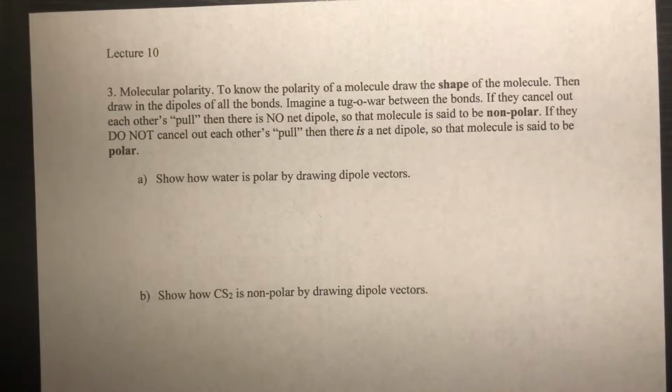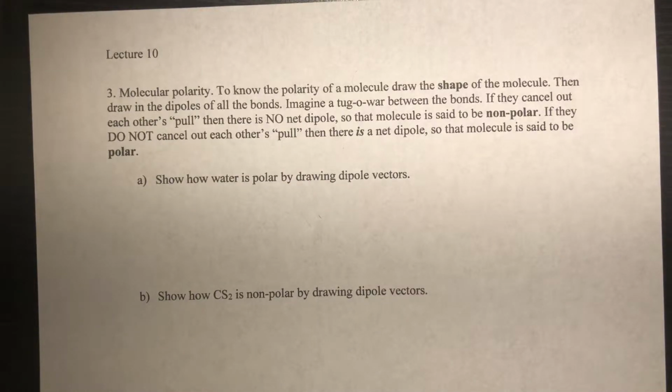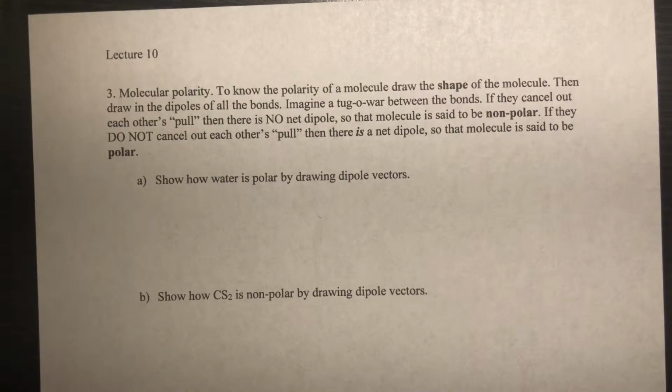Okay, now on the back side, the molecular polarity. To know the polarity of the molecule, draw the shape of the molecule. Then draw in the dipoles of all bonds. Imagine a tug of war between the bonds. If they cancel out each other's pull, then there is no net dipole. So the molecule is said to be non-polar. If they do not cancel out each other's pull, then there is a net dipole, so the molecule is said to be polar.